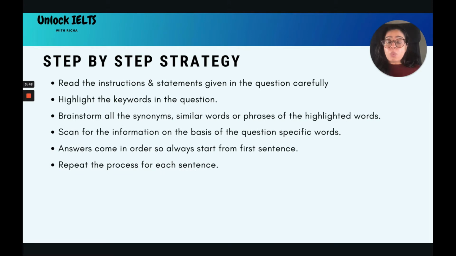Now, what is the step-by-step strategy which you need to apply in order to find the correct answer? To begin with, you need to read the instructions and the statements given in the questions carefully. Then you need to highlight the keywords given in the question. You need to brainstorm all the synonyms, similar words or phrases you can think of related to the highlighted keywords. And then you scan for the information on the basis of the question-specific highlighted keywords. As the answers come in order, always start from the first sentence and then repeat the process for each sentence.